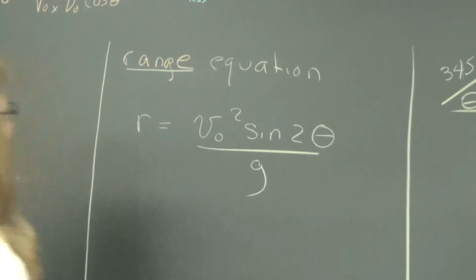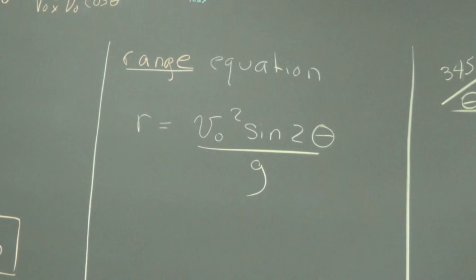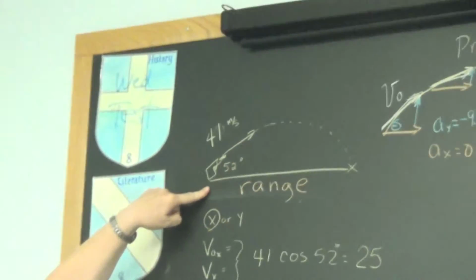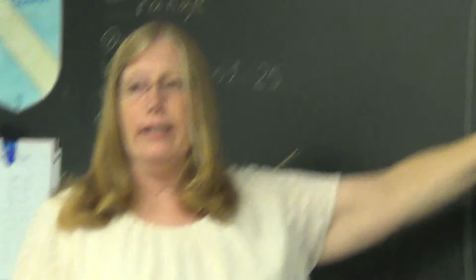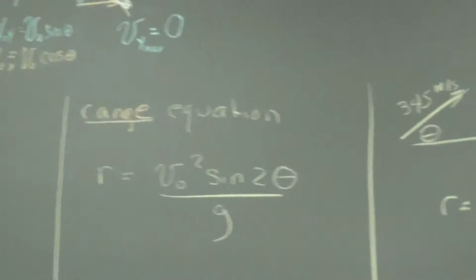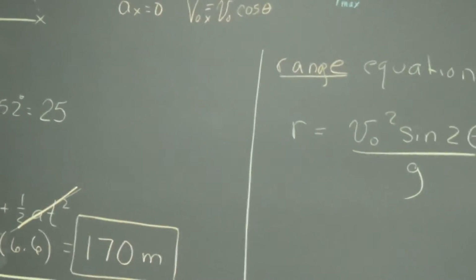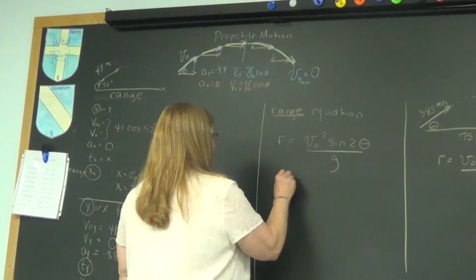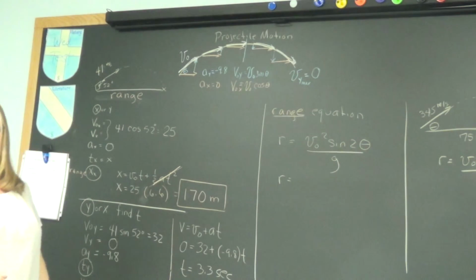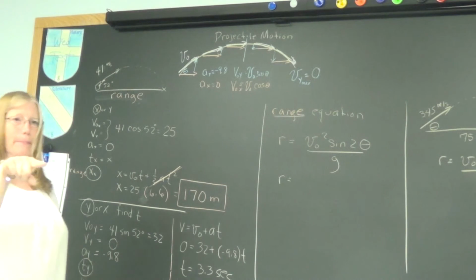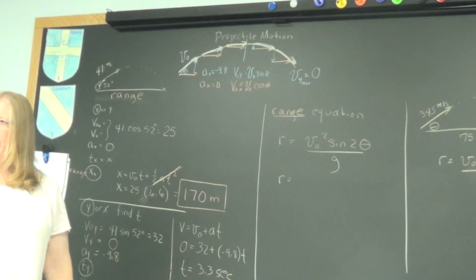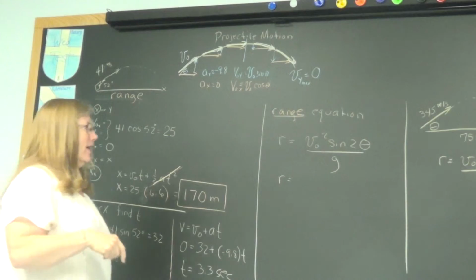That's sweet. All right, so let's do the same problem right here. 41 meters per second, 52 degrees. And let's find the range with this equation and see if we get the same answer, the 170, and just see if it works. So on your papers, go ahead and find the range. You can work on yesterday's paper, day 3. Do you have day 3?